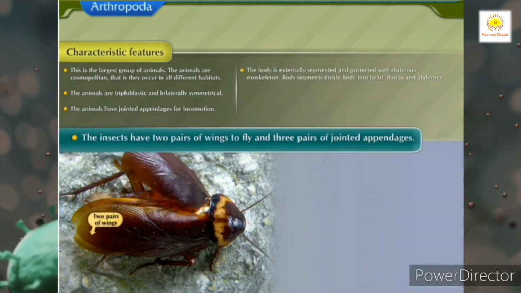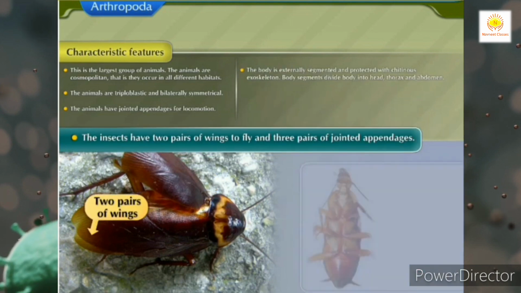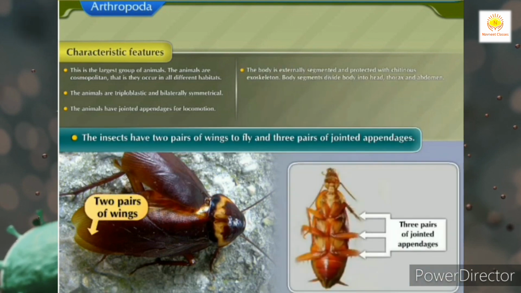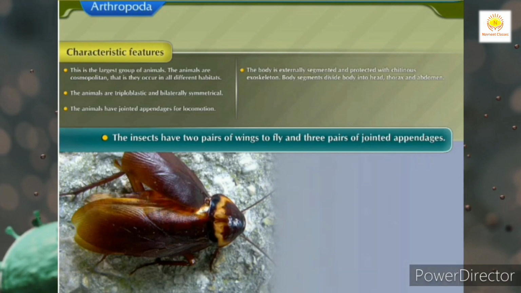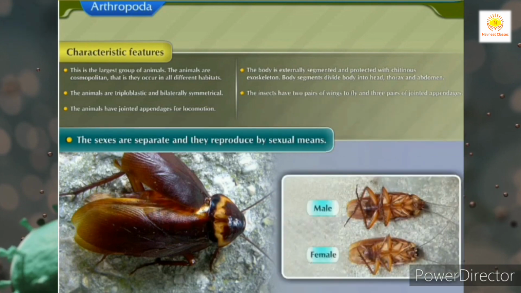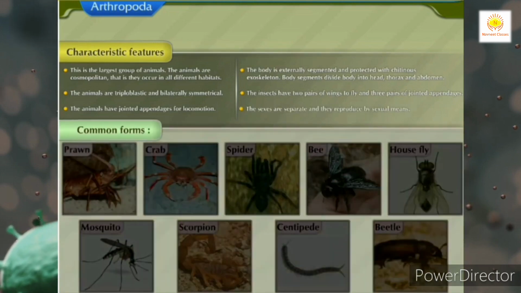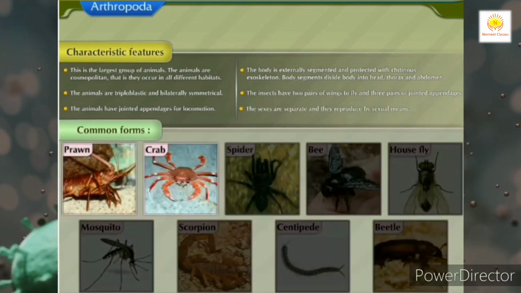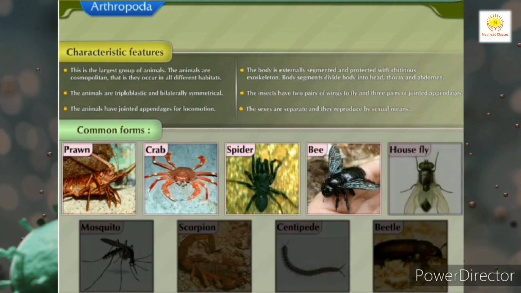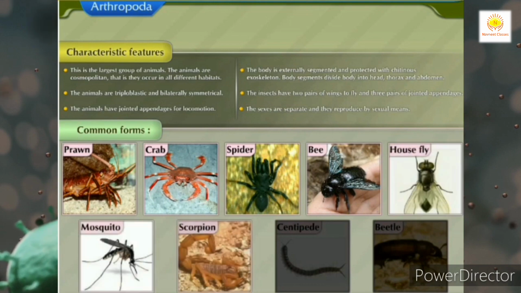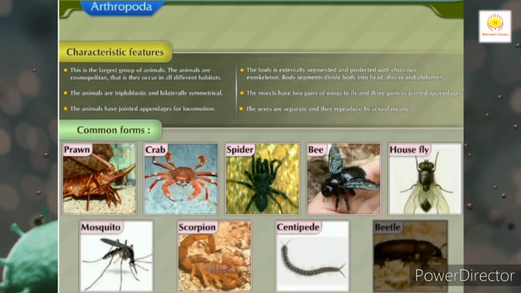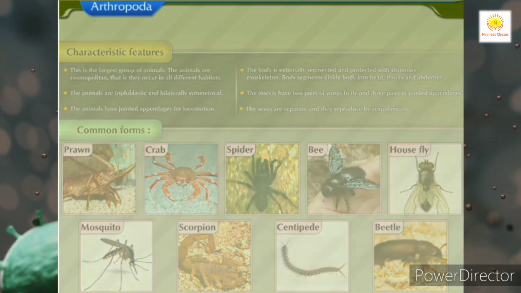The insects have 2 pairs of wings to fly and 3 pairs of jointed appendages. The sexes are separate and they reproduce by sexual means. The common forms are prawns, crabs, spiders, bees, flies, mosquitoes, scorpion, centipedes and beetles.